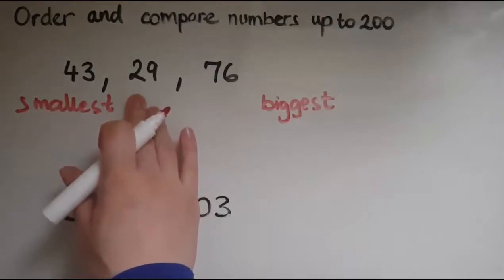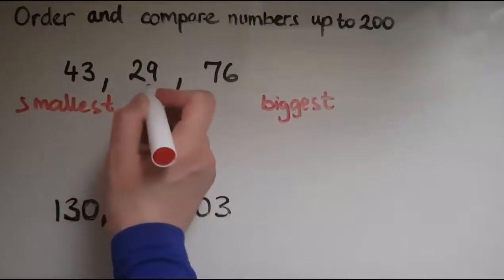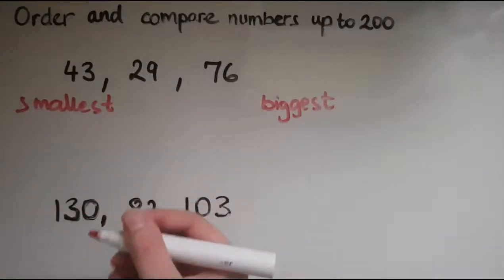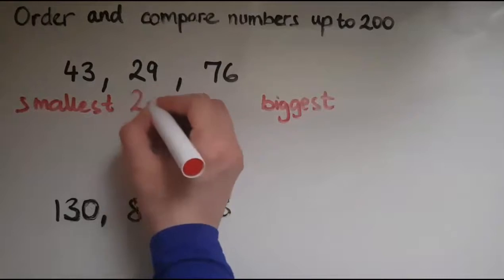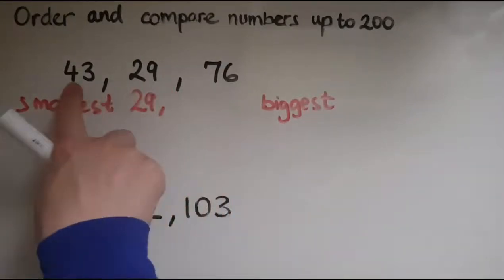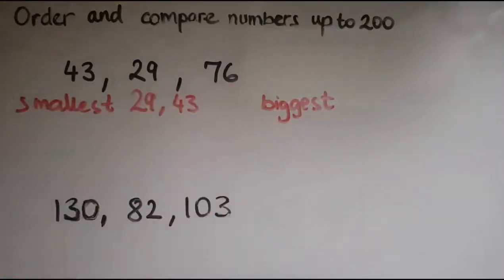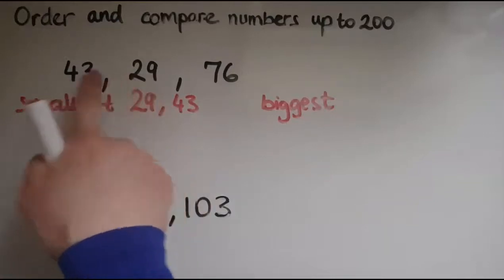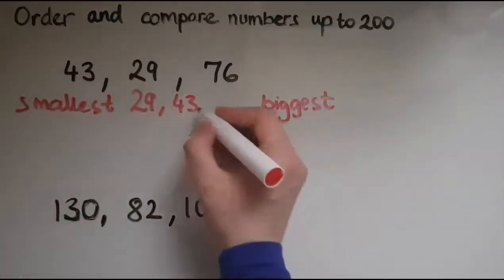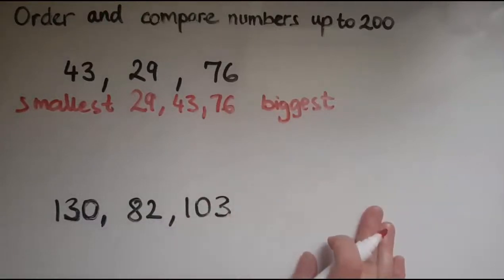So I look for the one number that has the lowest number of tens, and that is 29, because it's 2 tens and 9 units. So I'll start with 29. Then the next biggest one would be 43, because it has more tens than 29 but fewer than 76. So 76 would come last because it's the biggest.